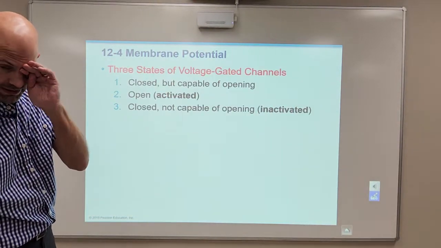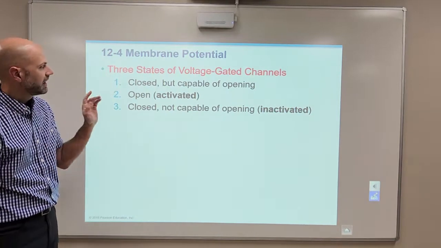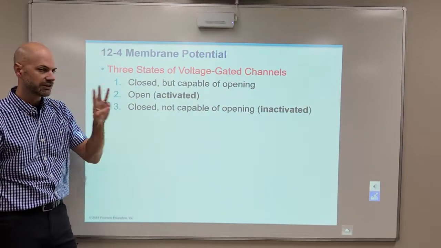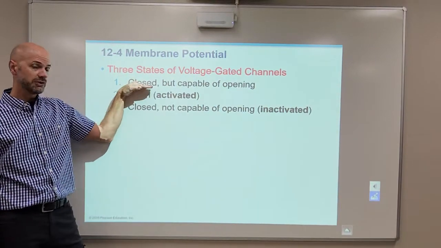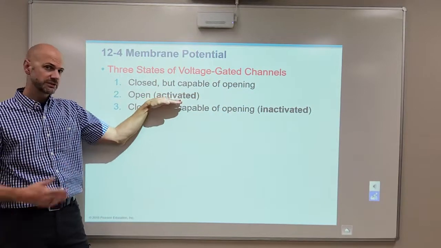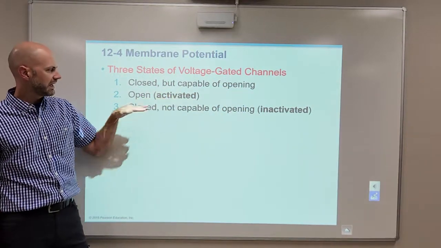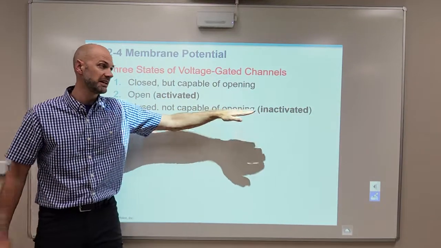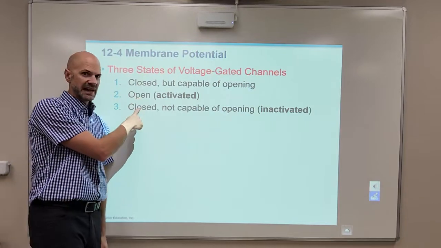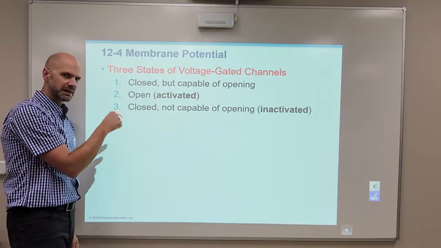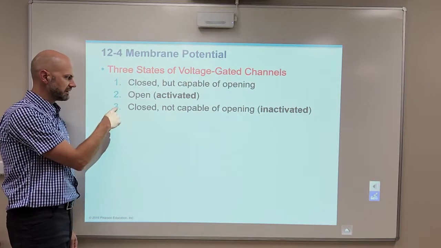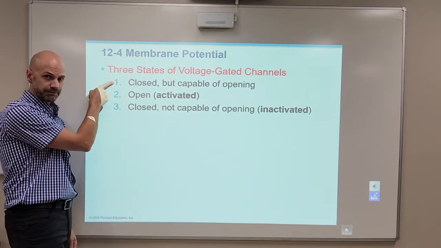Actually, before we go to the third, we're going to talk about these voltage-gated channels having three stages, three states. They have closed, but capable of being open. We have open, just regular open, and we have closed but not capable of opening, meaning it's inactivated. So there's closed and then there's closed asterisk, if you want to use some terminology there. And we cycle through. So once we hit 3 it will eventually turn back into 1.